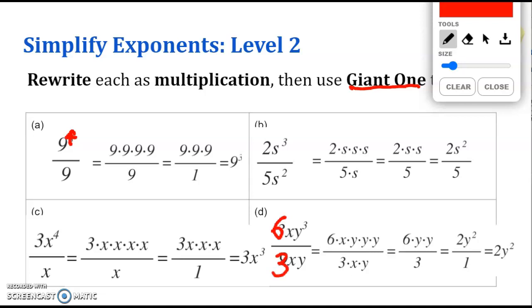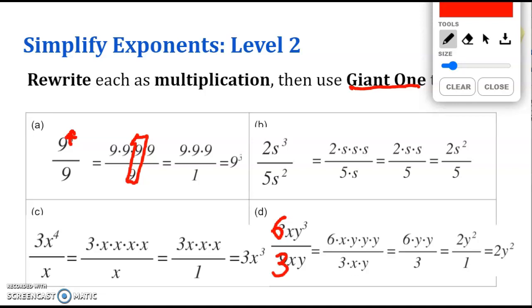Okay, so this is 9 to the power of 4 divided by 9. That's the same as 9 being multiplied 4 times and divided by 9. Then you can just create your giant 1, and that cancels out to 1. So 9 times 9 times 9 is what you're still left with, divided by 1. And anything divided by 1 is just itself. So this just becomes nothing, and you're left with 9 to the power of 3.